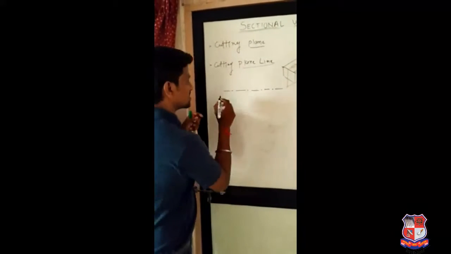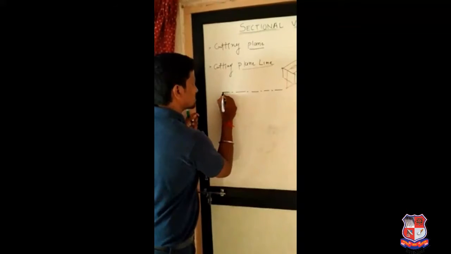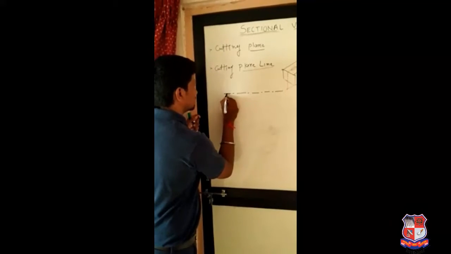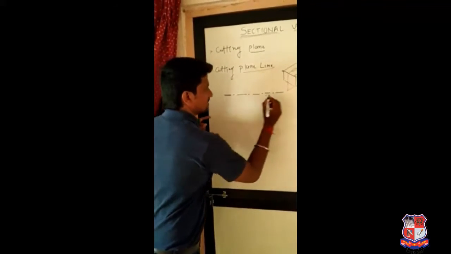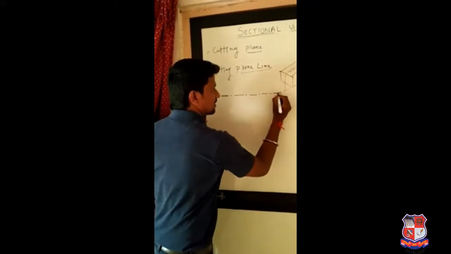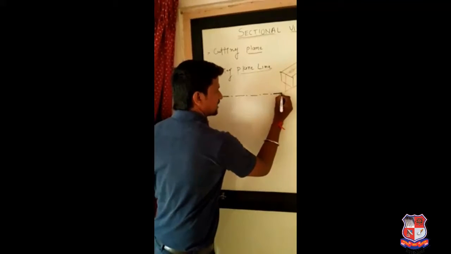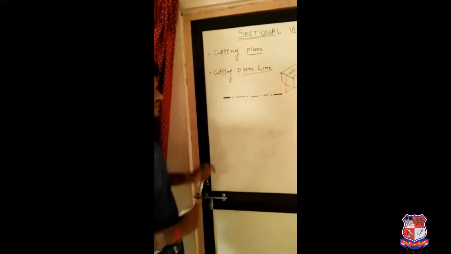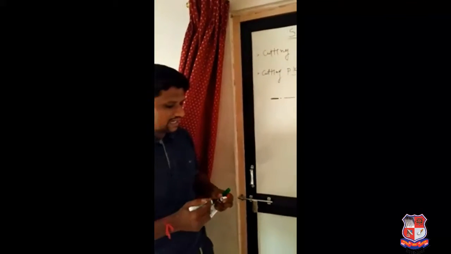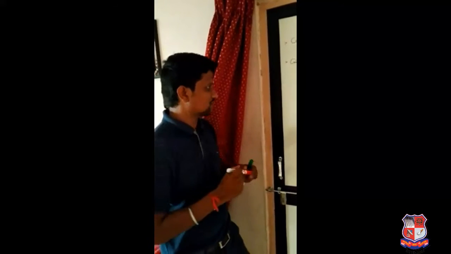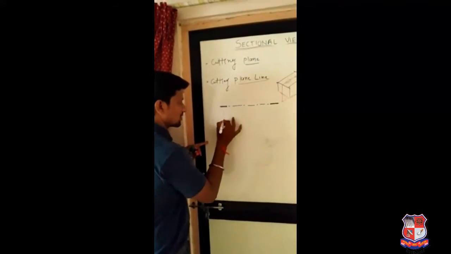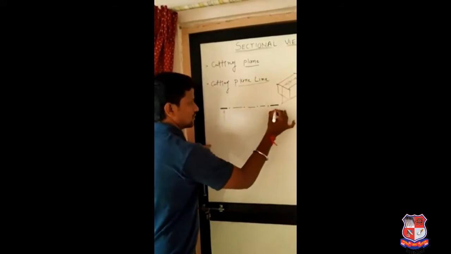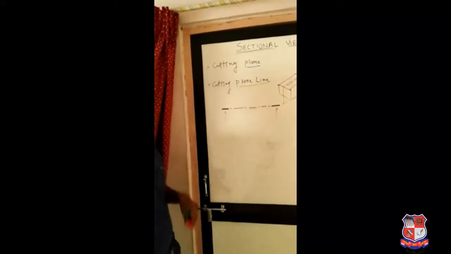But the difference is that its ends should be thicker than the center line. One more thing you need to add is the arrow. This is your cutting plane line, and this is how you indicate it.